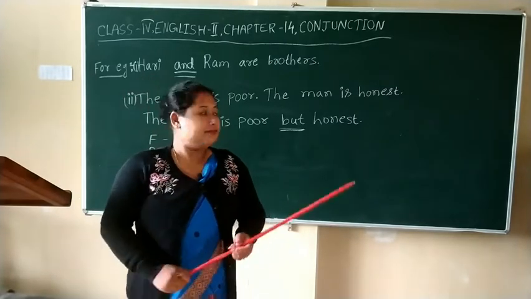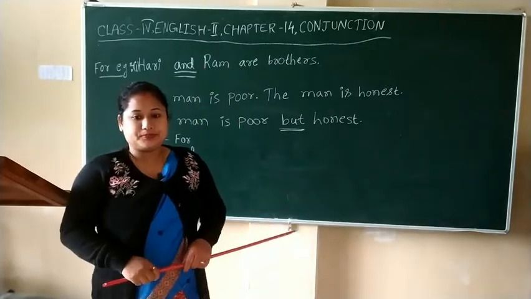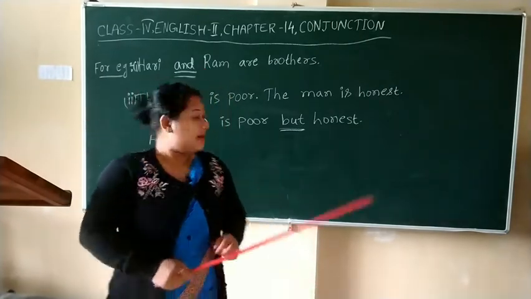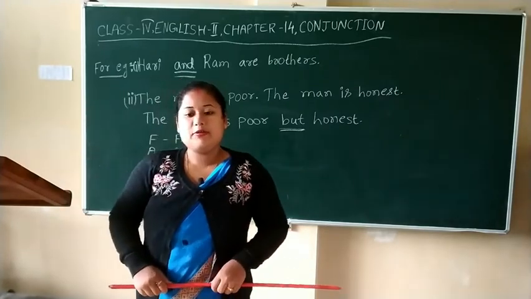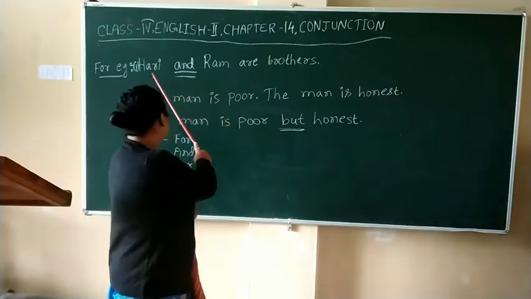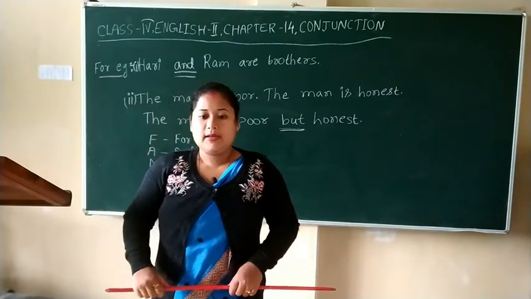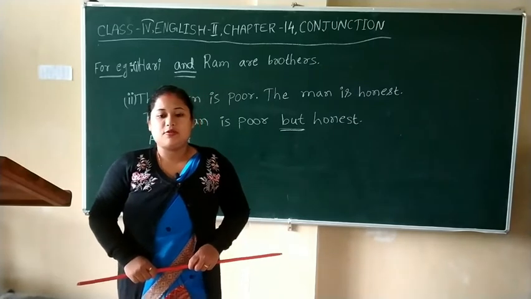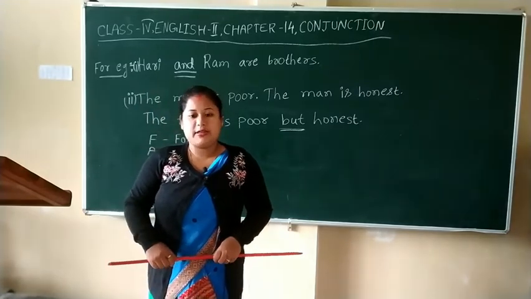For example, Hari and Ram are brothers. Here, and is a connector between two words, Hari and Ram. And is thus joining these two words. Thus, and is a conjunction.